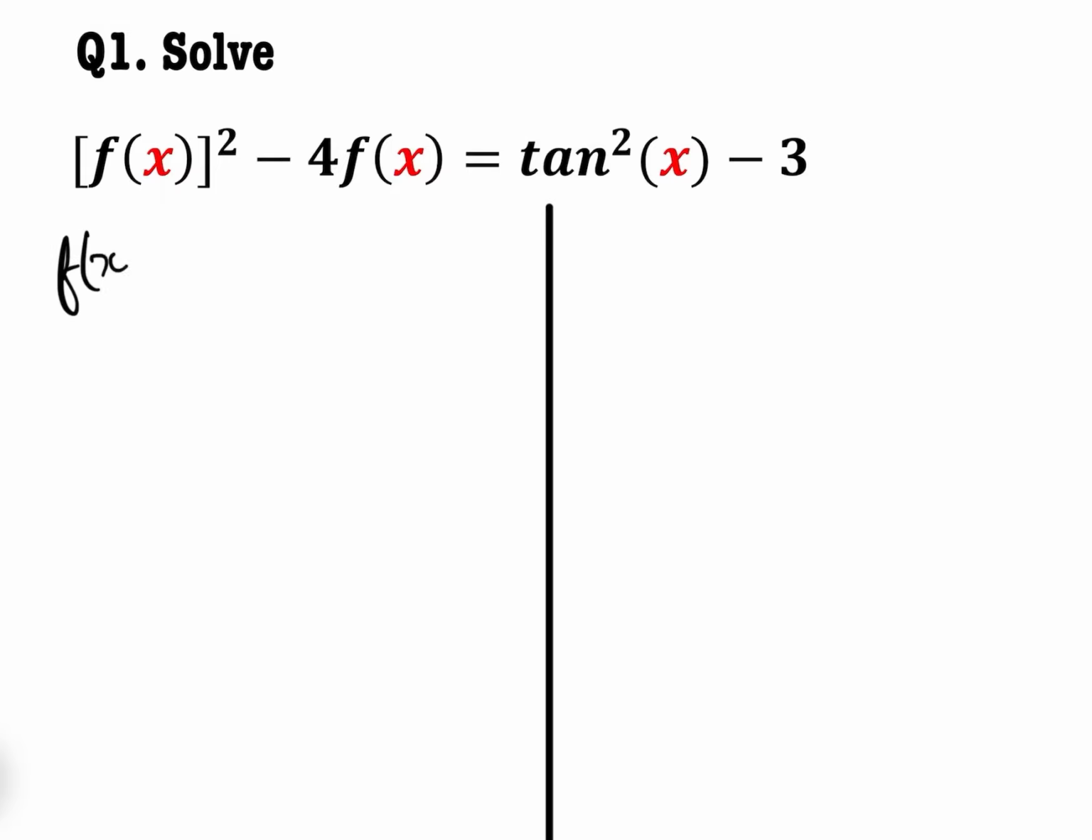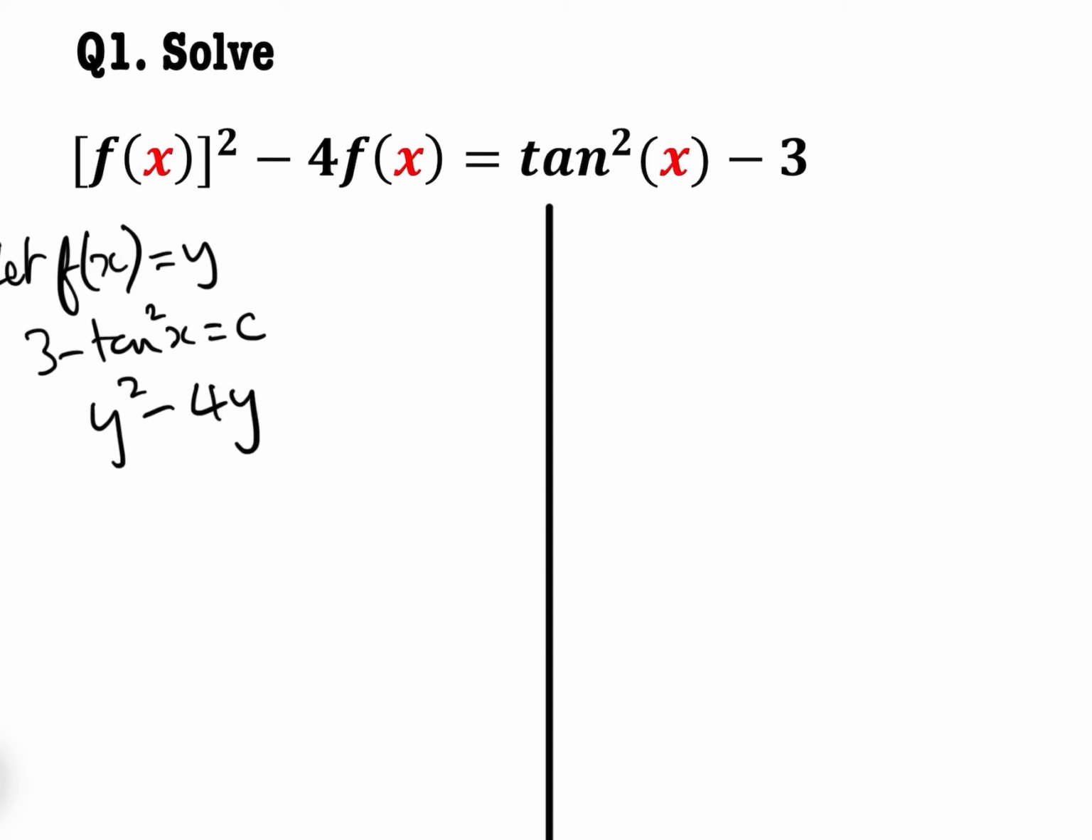Now you don't need to do these 2 substitutions. Let's let f(x) equal y, and also let 3 minus tan squared x equal c. You don't need to do these, but you'll see why I do it, because the first time you've seen one of these, it makes it a little bit easier to understand. So basically we then have y squared minus 4y, and if we move this over to the other side, we add c equals 0, which is a very, very easy quadratic to solve.